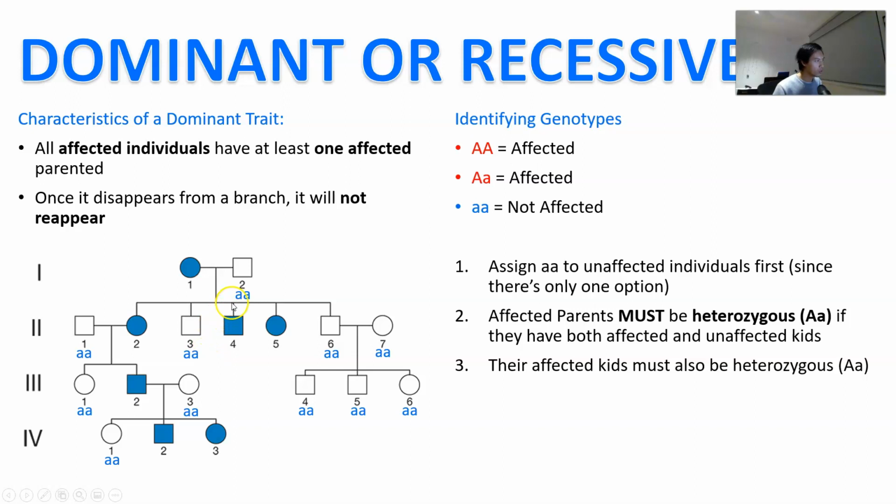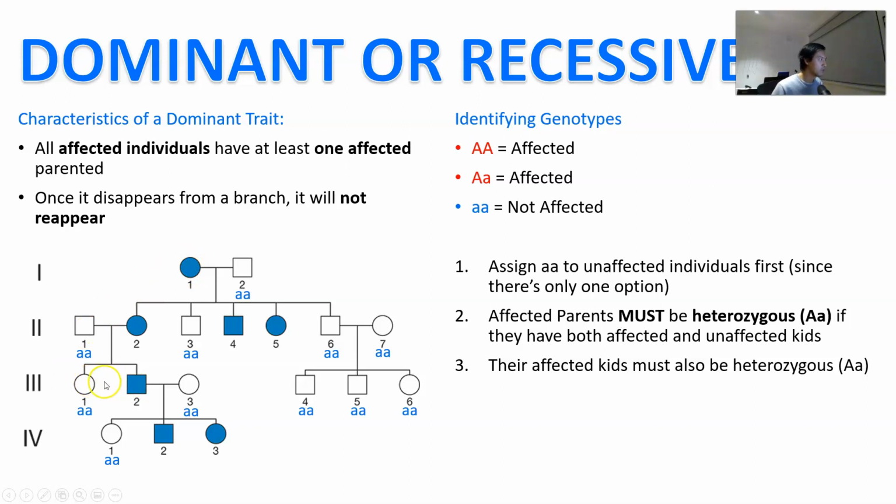Because there is no way this parent here could be two capital A's, because if she had two capital A's, all her kids would get at least one capital A, and they would all exhibit the condition. But because you can see two of the kids don't have it, that means she has to be heterozygous. So this mom has to be heterozygous here, right?